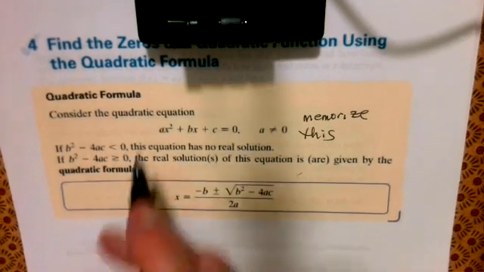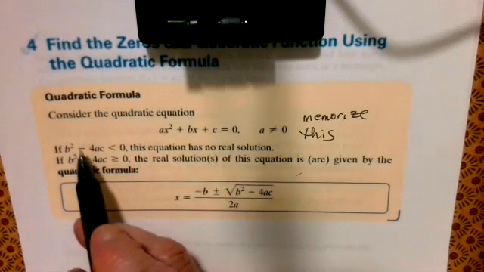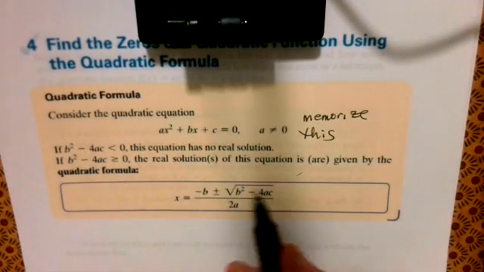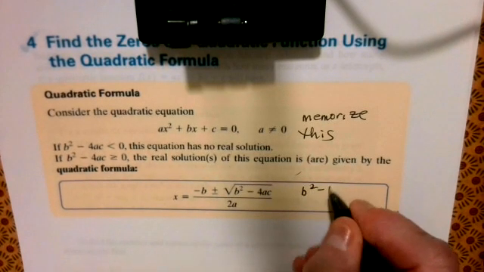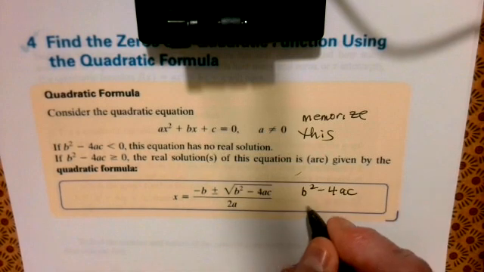So now, one thing that they talk about first is this thing under the square root, the b squared minus 4ac. That's called the discriminant.